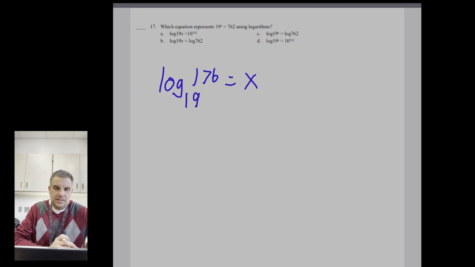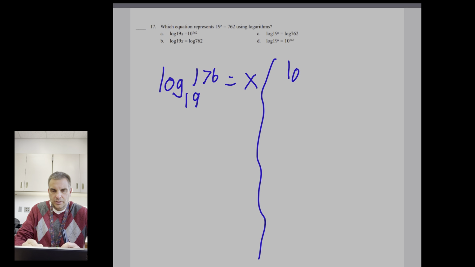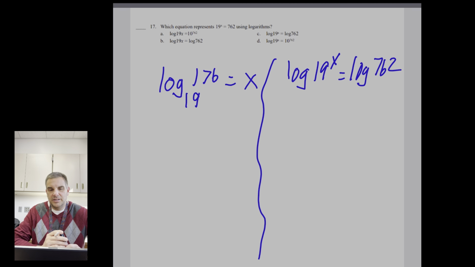What is that the same as? Another way that you can write this, and we didn't talk about this too much, if I put log of 19x equals log of 762, I've added logs in there and done something that means the same thing and not really changed anything. So those are equivalent statements to each other. So the answer for this one is C.